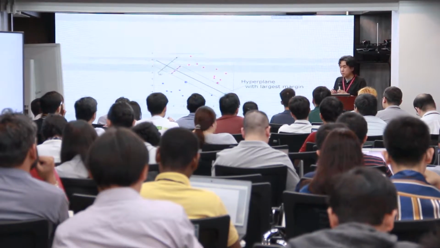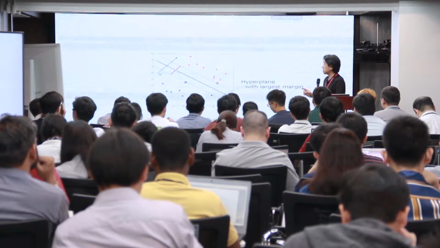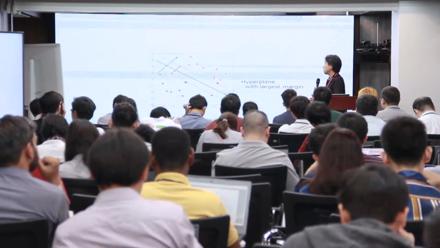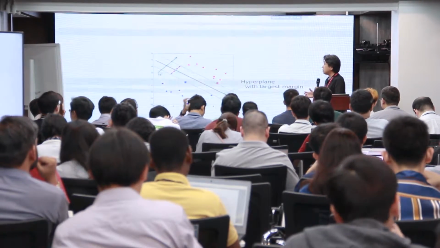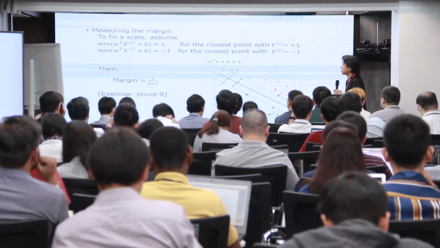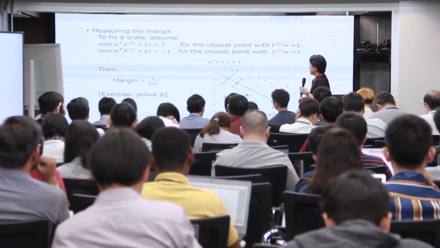So we need to fix this to find W and B, which are what we want to obtain mathematically. To find them, we need to fix the scale because of the ambiguity of the positive scalar multiplication. There are many ways to fix the scale, but the convenient one in developing the support vector machine is this.